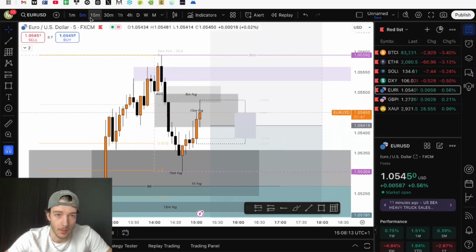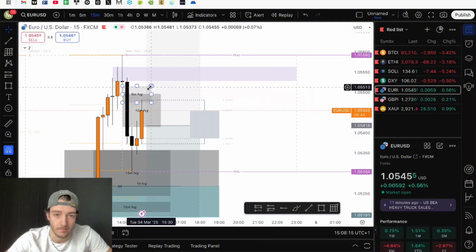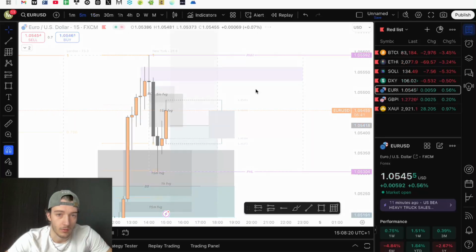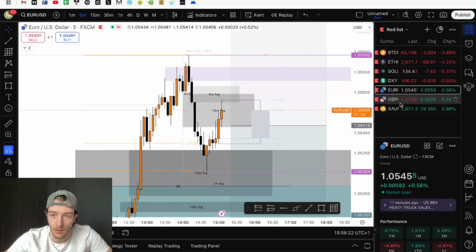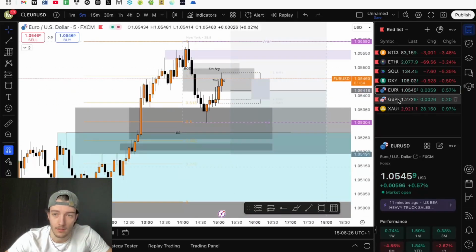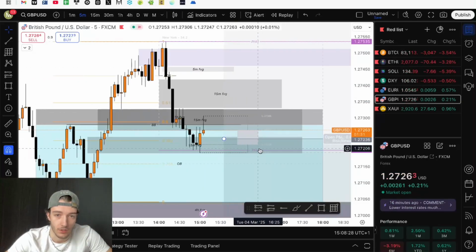We came into the 5-minute bearish fair gap on Euro. Yes, so let's see how it will react off of that. On the lower time frame than the 5-minute, you can obviously tell that Euro is much stronger now than GU.